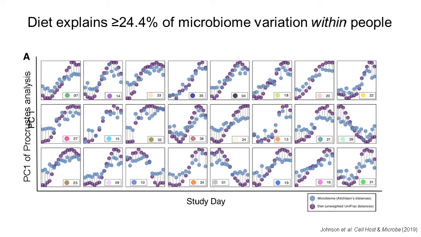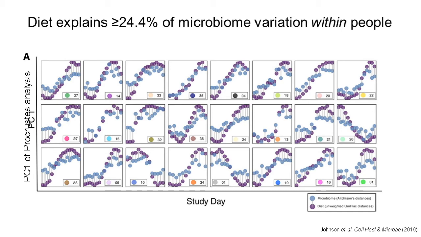And the diet explained about 24 or 25%. And I say diet explains greater than or equal to 24.4% because I know that we could explain more if we had more accurate ways of collecting dietary intake. So that's kind of like a floor for the value to me. So I just think of this as 25. And so now we know that diet's explaining 20% between people and about 25% within people.